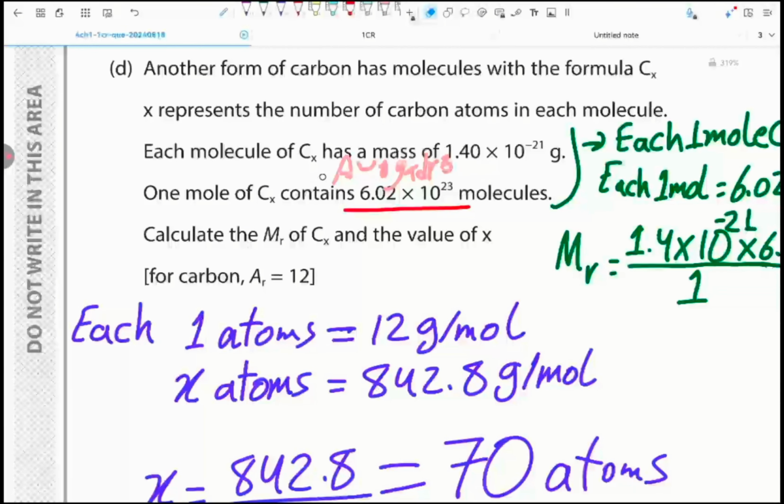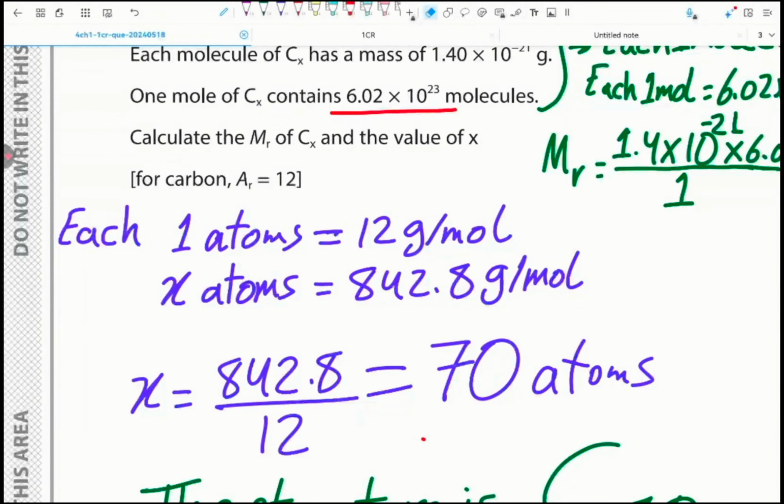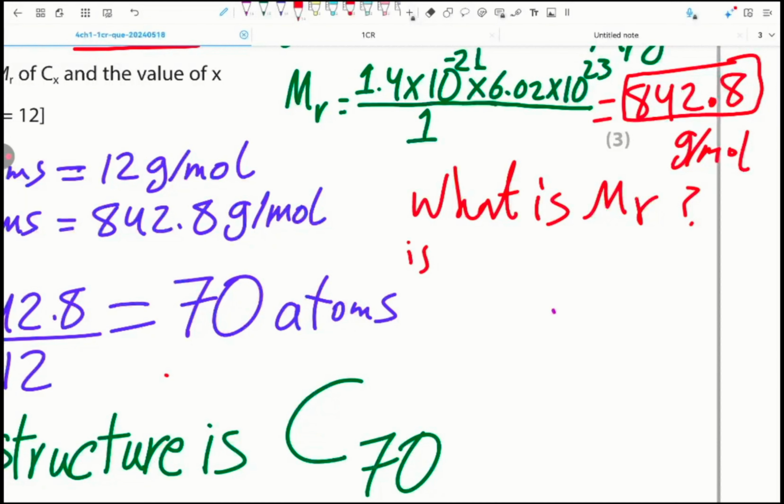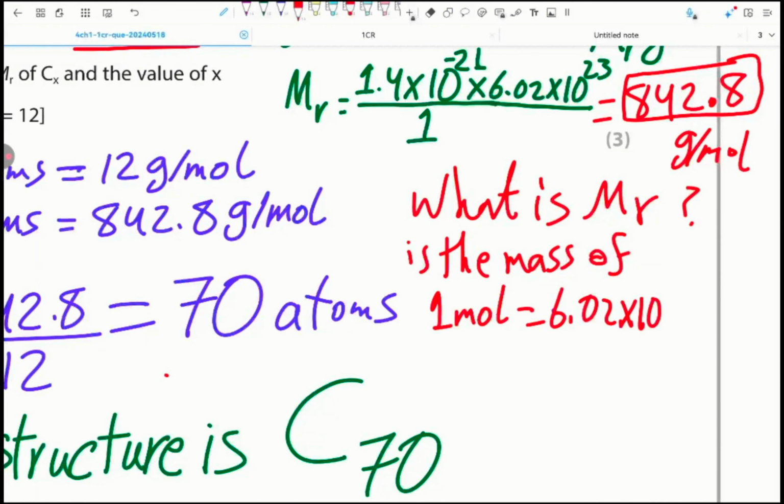In here, my friends, the question is, calculate MR. Then calculate X of C. First of all, to calculate MR, we need to understand what MR means. So what is MR? MR is the mass of 1 mole, which is 6.02 multiplied by 10 exponent 23 molecules.